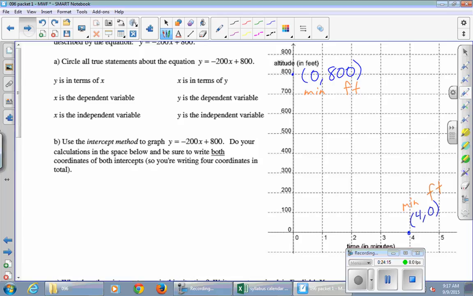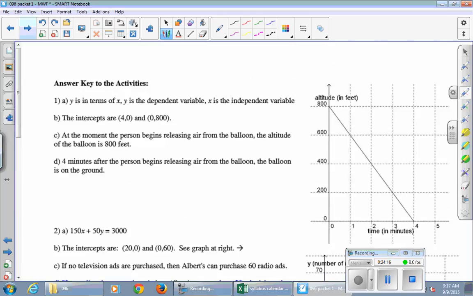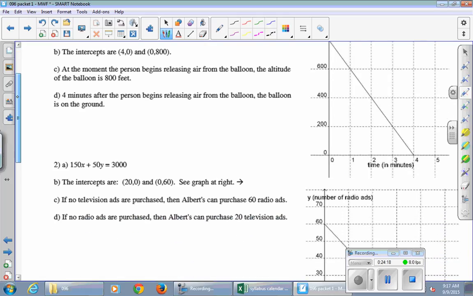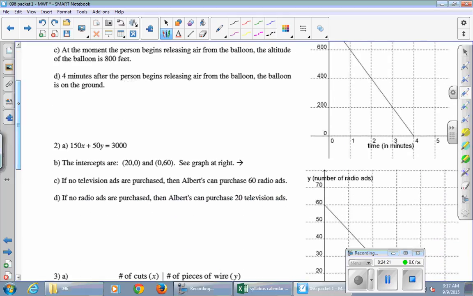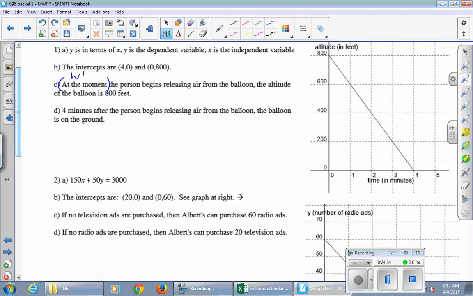So I'm gonna just skip to my answer key so I don't have to rewrite my sentence, but here's my answer for part C. At the moment the person begins releasing air from the balloon, the altitude of the balloon is 800 feet. If you prefer, instead of at the moment, you can change that to the word when the person begins releasing air, okay?